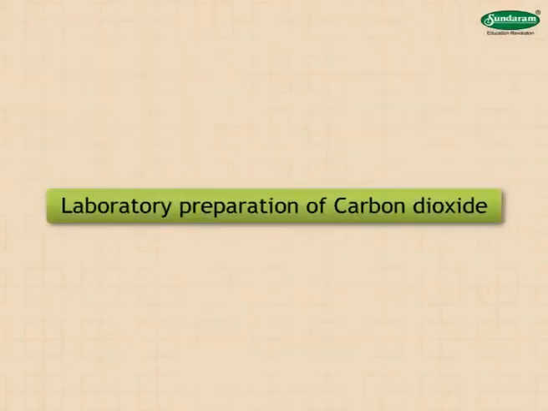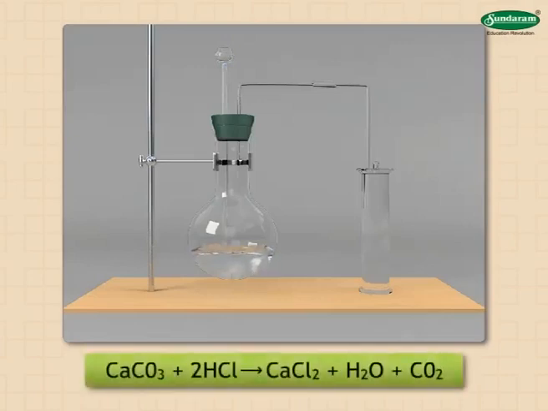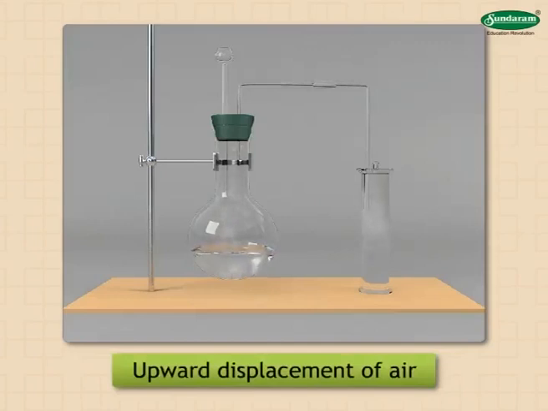Let us study the laboratory preparation of carbon dioxide. Place some pieces of calcium carbonate, that is limestone, in a flask. Set up the apparatus as shown in the figure. Pour some diluted hydrochloric acid through the funnel. Ensure that the lower end of the funnel tube dips into the hydrochloric acid. We can observe that calcium carbonate reacts with hydrochloric acid and produces calcium chloride, water, and carbon dioxide, which is collected by upward displacement of air.